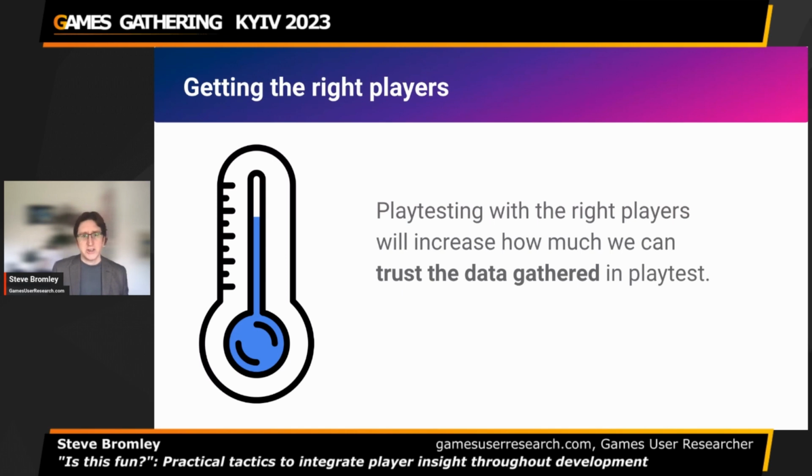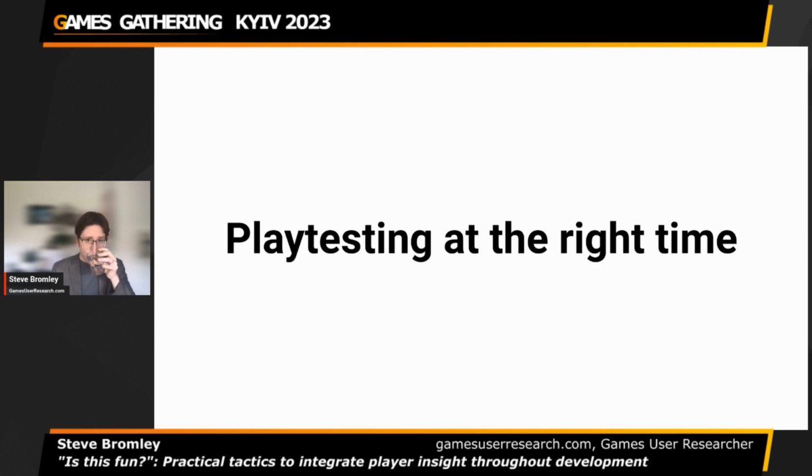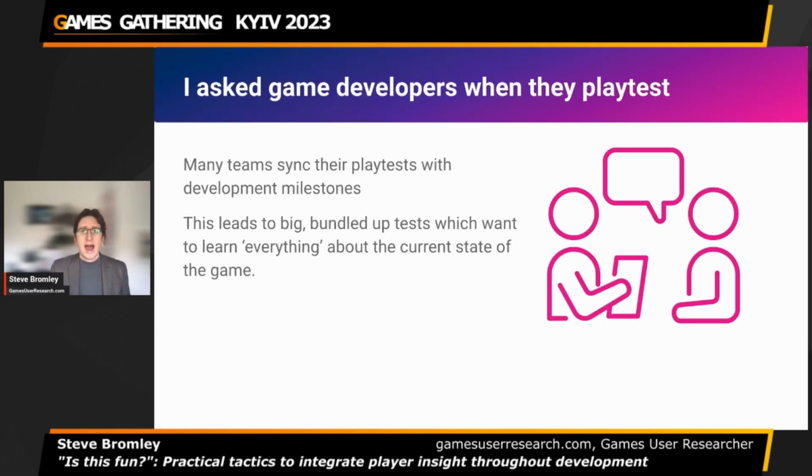So, a second challenge with playtesting. Playtesting at the right time. And again, as I mentioned, I spend a lot of time talking to developers about when they playtest and what triggers them to decide to run a playtest. And many teams talk about syncing that with development milestones. So when they hit alpha, or when they hit a vertical slice, or when they hit beta, deciding this is when we're going to run our playtest, and run a big bundled up playtest at that point, which wants to learn everything about the current state of the game.